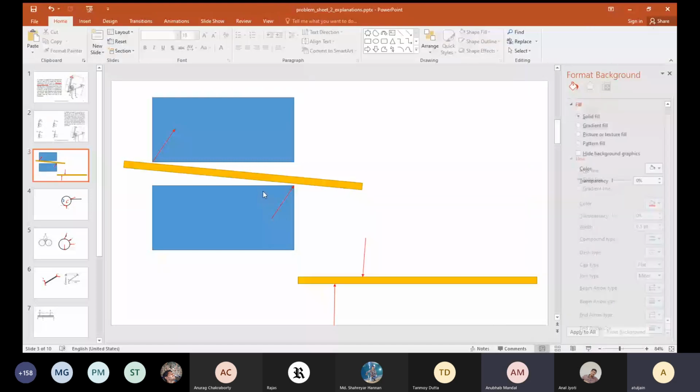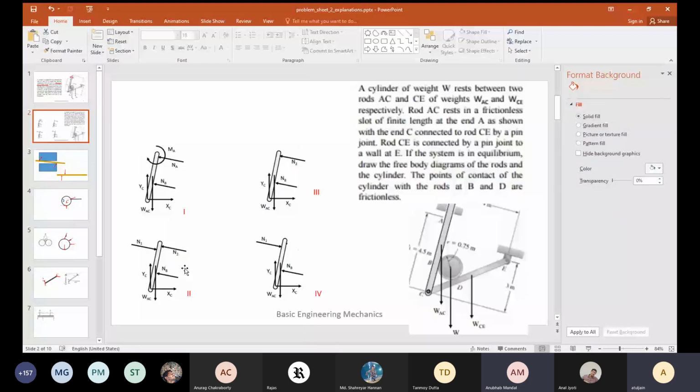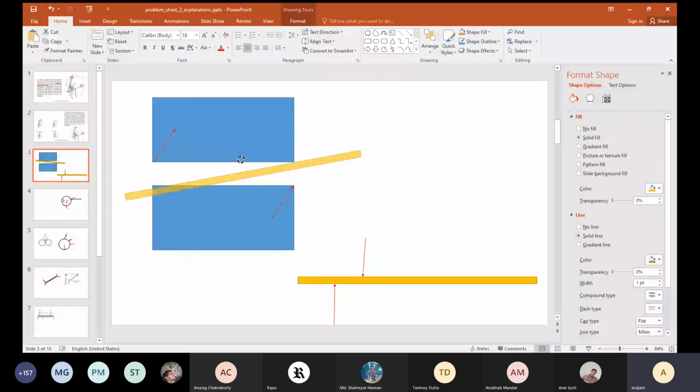So why are option 1 and 2 similar? Because look, N1 not equal to N2. If N1 not equal to N2, N1 and N2 can be replaced by a force NA and a moment MA. So 1 and 2 actually are equivalent. Both are correct free body diagrams. 3 and 4 are wrong. 3 and 4 would be right if it was infinitesimally small length. If it is infinitesimally small length, then you have this situation.